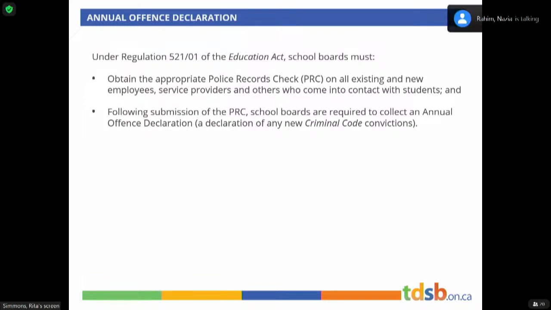So through the chair, under the Education Act, Reg 521, all employees, service providers, or those who come in contact with our students are required to conduct a PRC upon hire. And on an annual basis, we are also required to collect the annual offence declaration, AOD, so employees can declare if they have any new Criminal Code convictions. So we have to keep track and monitor on an annual basis the compliance of those under the Ed Act. Next slide.